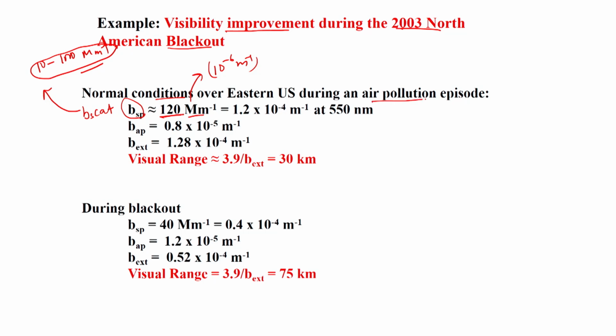This is during the air pollution episode. When you had an air pollution episode, the V extinction from scattering was relatively higher, and this can be written as 120 into 10 to the power minus 6, which is 1.2 into 10 to the power minus 4 meter inverse, at 550 nanometer. The wavelength is very important. Whenever we report scattering and absorption coefficients, we must report the wavelength at which we measured the values. So reporting the wavelength is very important.